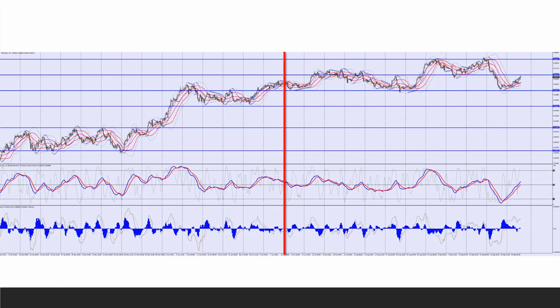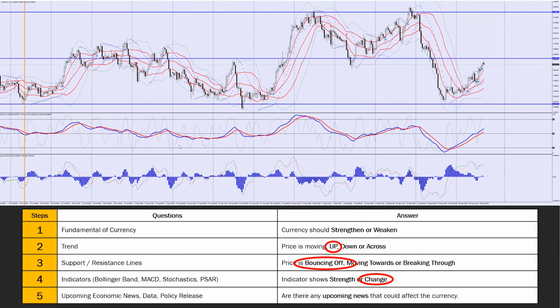Now we start looking at the right side of the New Zealand US dollar chart. And we start looking again, we know that trend has been going up. Economics is still the same. Support resistance levels, if you're looking at it on this right side now, those lines that we've drawn from before will still apply. Let's start looking at some trades. At this point, trend is still up. Everything is still pointing up. You can see that fundamental step one, currency should strengthen upwards. Trend, price is moving up. Support resistance, price is bouncing off support. You can see it hit support level, turning back up.